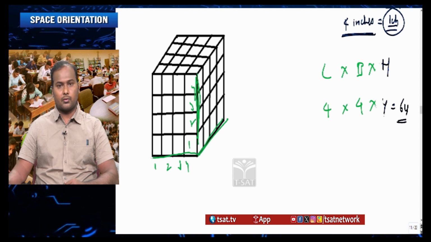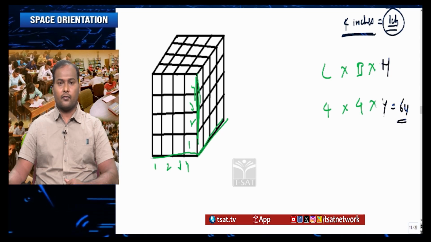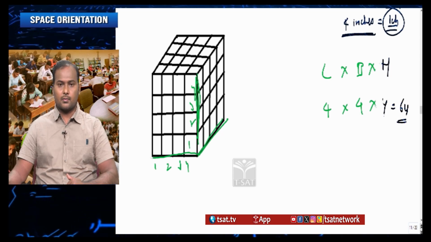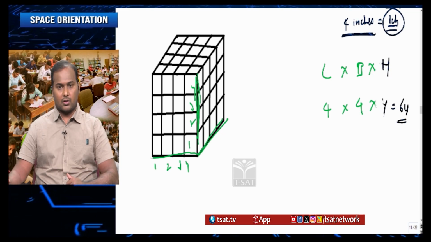How many small cubes are possible? 64 small cubes are possible. Or, a cube of 4 inch is taken and cut into 1 centimeter size. How many small cubes are possible? Then also your answer is 64.